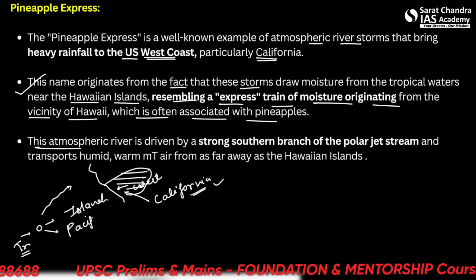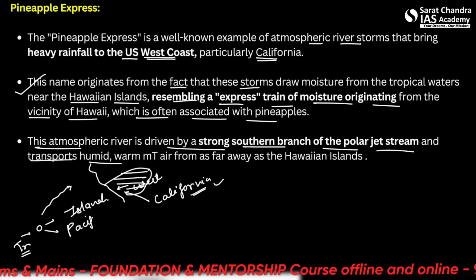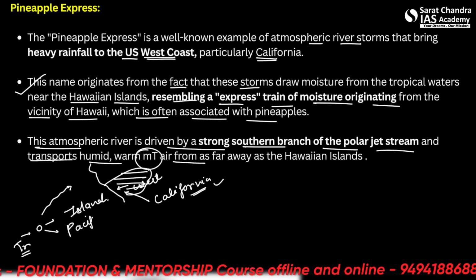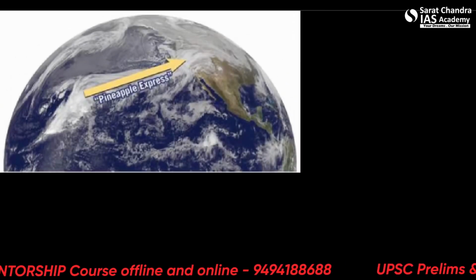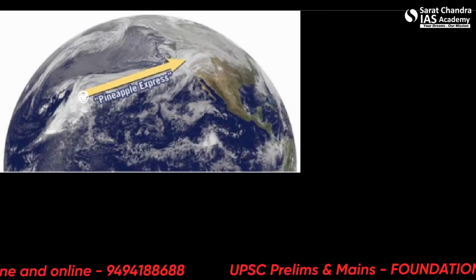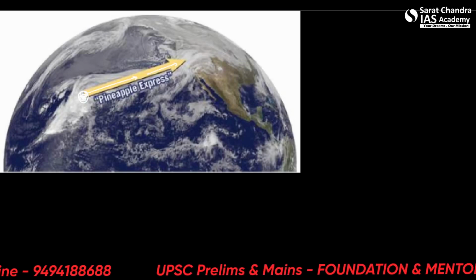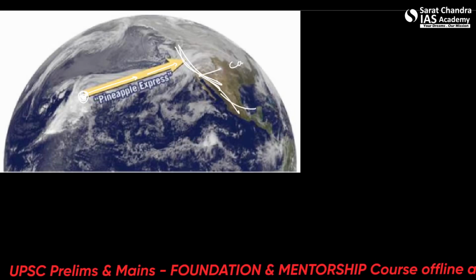This atmospheric river is driven by a strong southern branch of the polar jet stream and transports humid, warm, mT air from as far as the Hawaiian islands. Now here you can see the Pineapple Express. Hawaii is here, and from here this air mass comes towards the western coast of the USA, towards California.